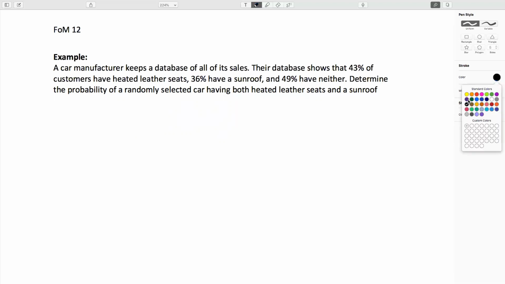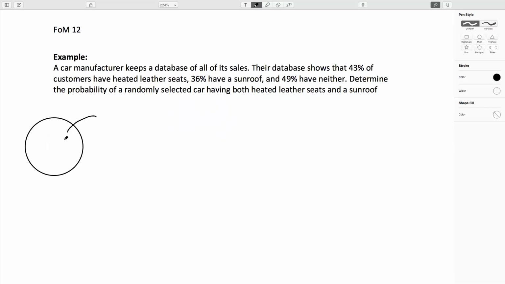So again, we're going to build our diagram first, and maybe we'll build two. I find that a lot of people, the place where things get weird and confusing is that you want to just write 43% over here, but 43% is the whole circle, not just this outer part of the circle. Okay.